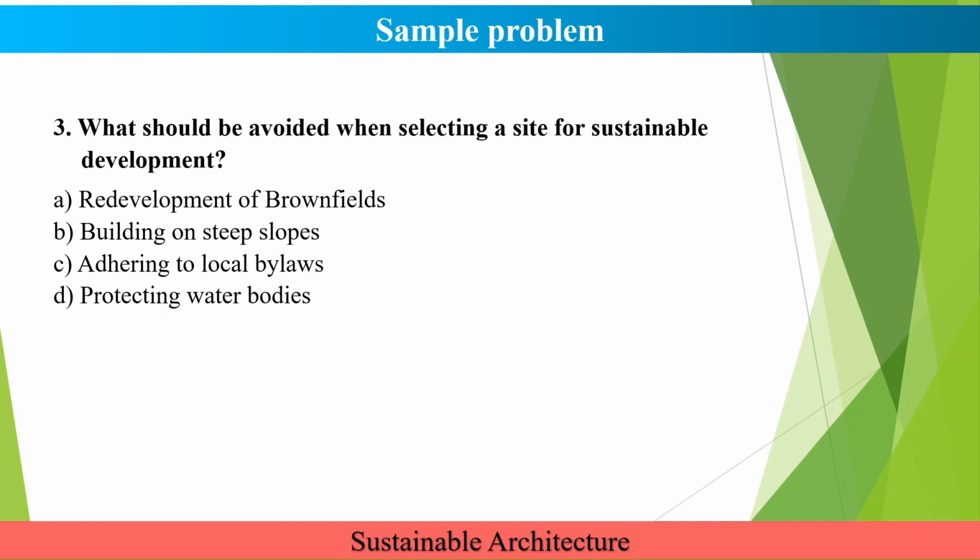Building on steep slopes should be avoided when selecting a site for sustainable development, since it increases vulnerability to natural hazards like landslides and earthquakes, which is contrary to the principle of sustainable development. That's why we don't want to face issues such as landslides and earthquakes in the future, and building on these steep slopes should be avoided for sustainable practices. Is it clear to all of you?